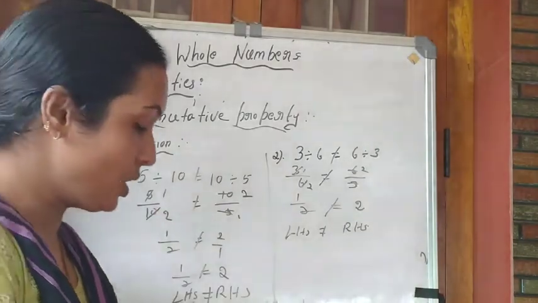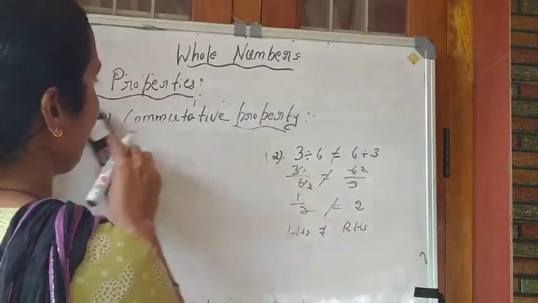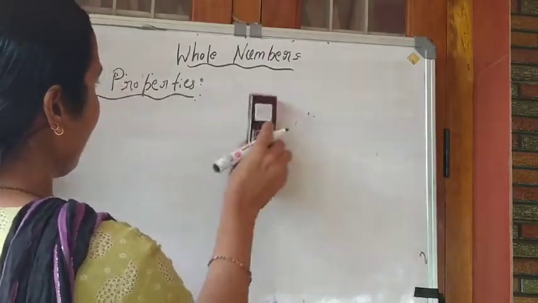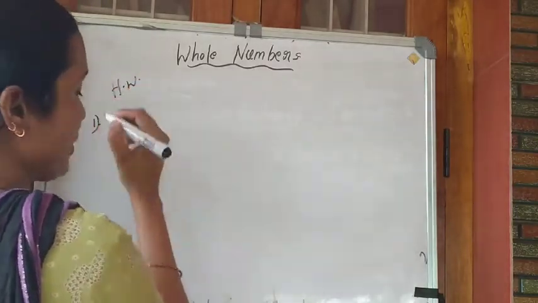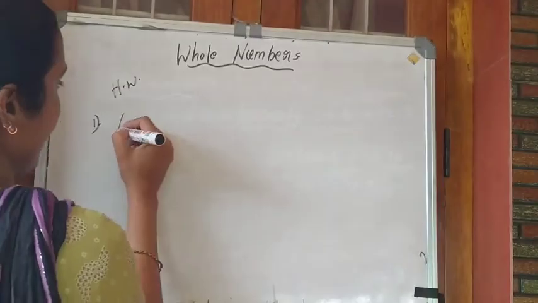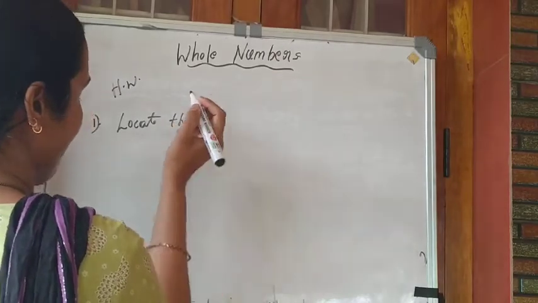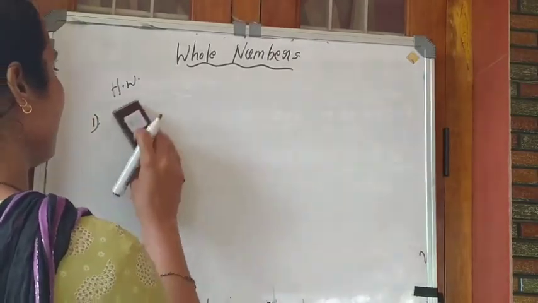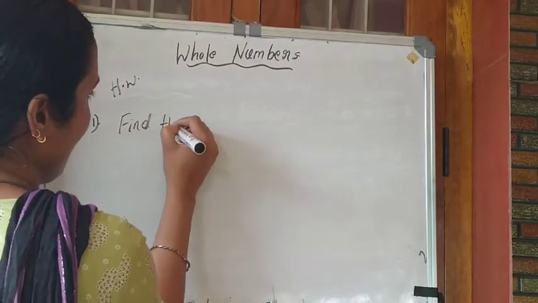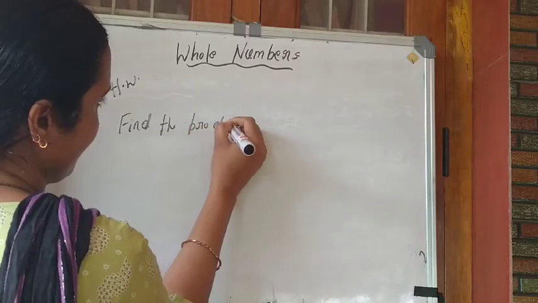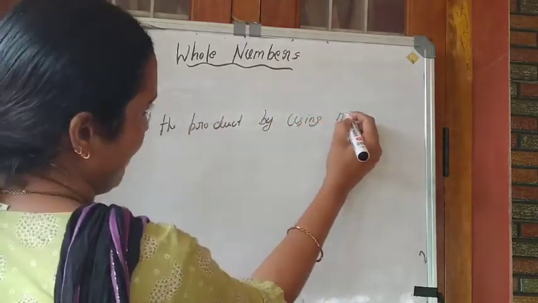Okay. So now note down the homework problems and solve them. Locate the number on the number line. Find the products. Find the product by using the number line.